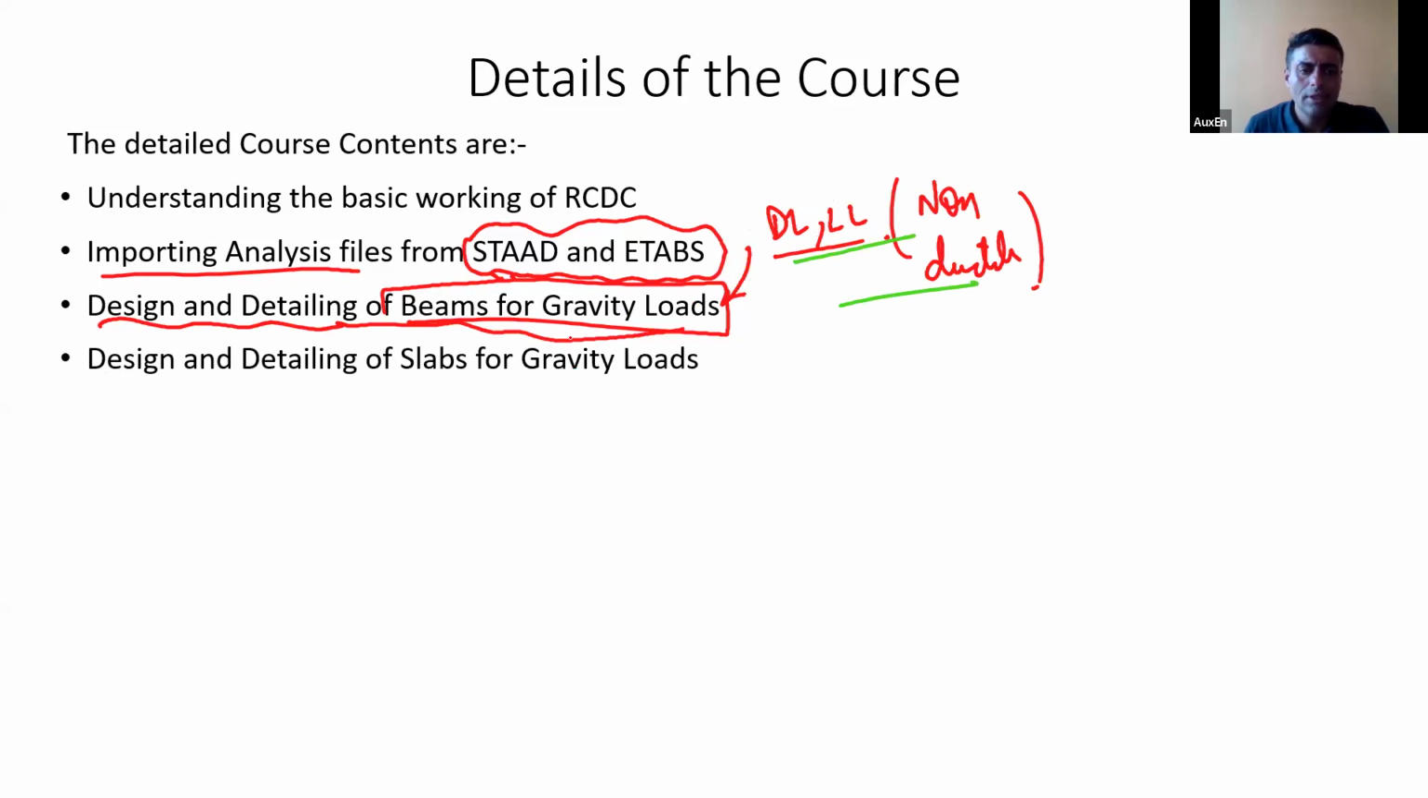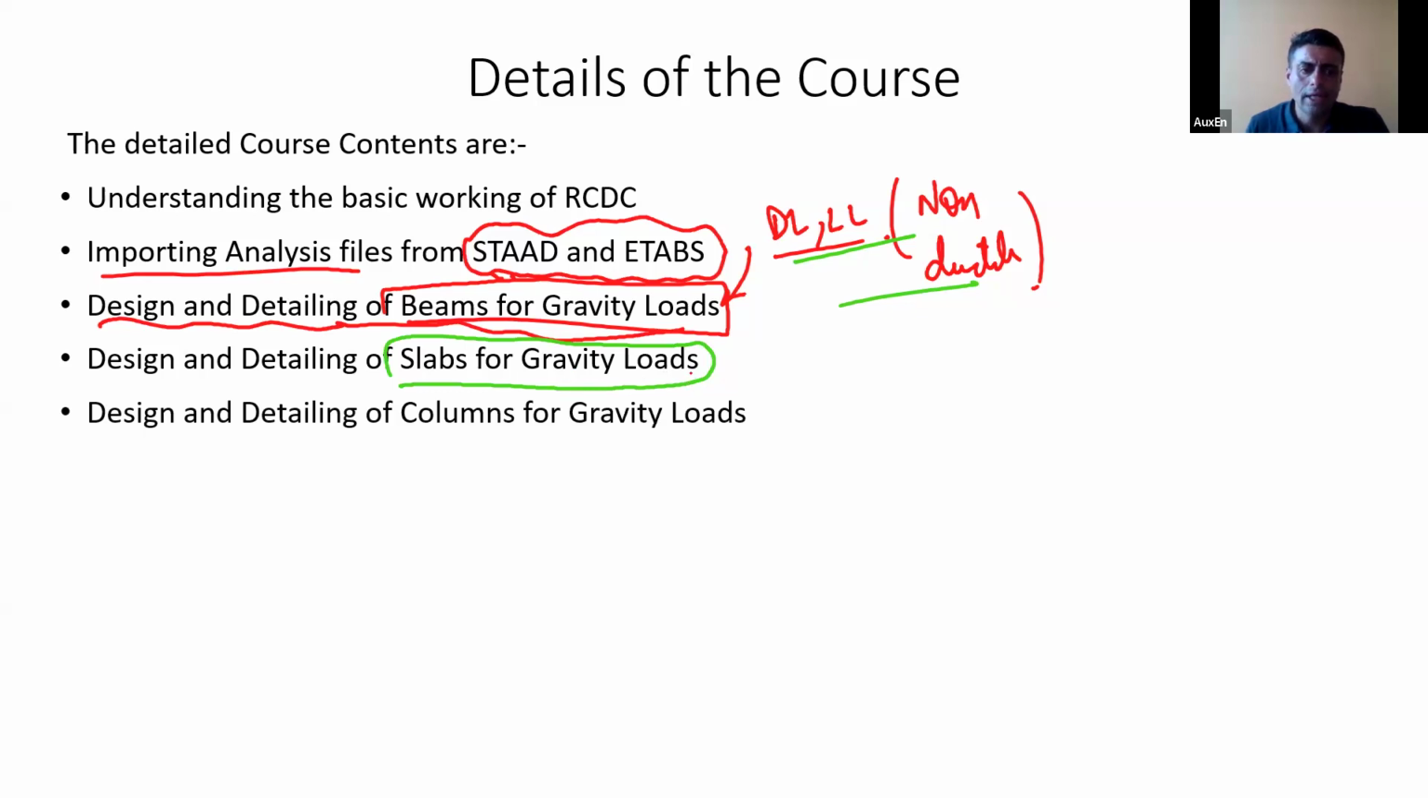Once we do the beams, then we will go to the slabs, and slabs usually we will only do for gravity loads. So after beams, we'll do design and detailing of slabs for gravity loads using RCDC. Then we will take up the design and detailing of columns, again only for gravity loads. That means non-ductile. When I say non-ductile, which is the only code we will follow? We will only follow IS 456-2000.